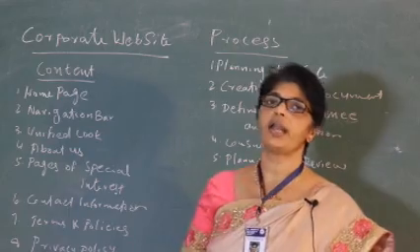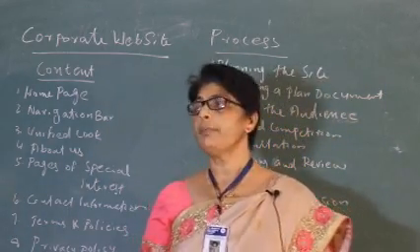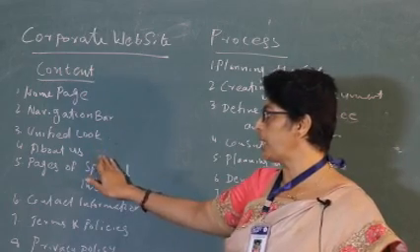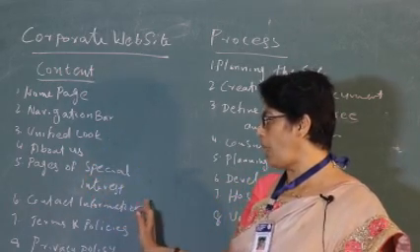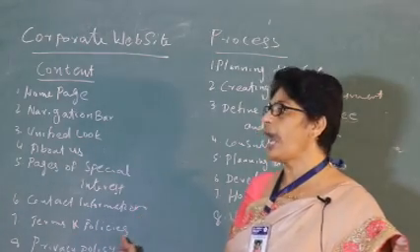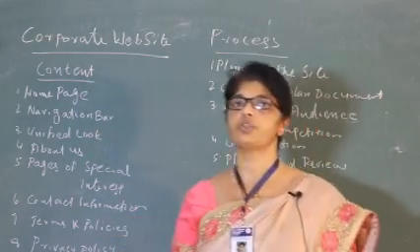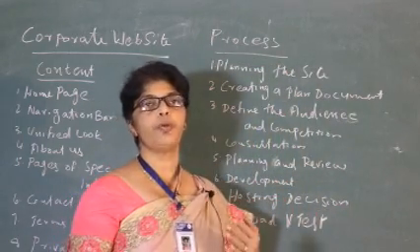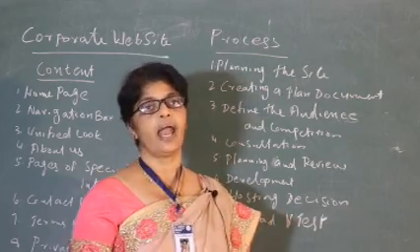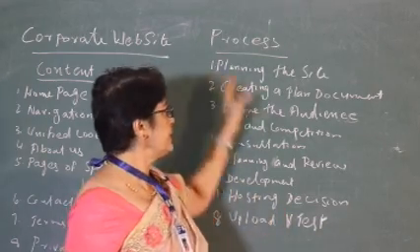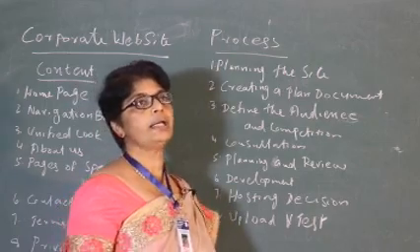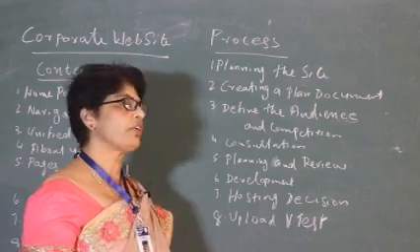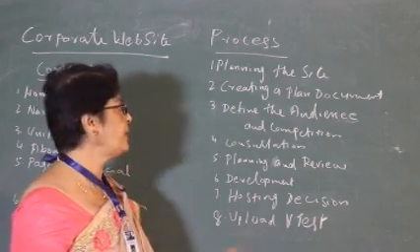At the time of making a corporate organization website, we must include a home page, navigation bar, unified look, about us, pages of special interest, contact information, terms and policy, and privacy policy. These are the contents to be included in the corporate website, and then the procedure to be followed while creating a website for e-commerce. These are the 8 steps to be followed by the creator, vendor, or professional while creating a website. What are they?